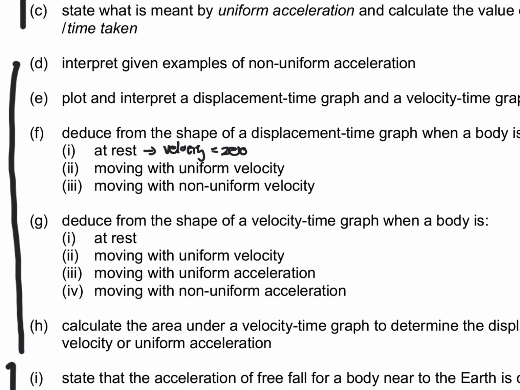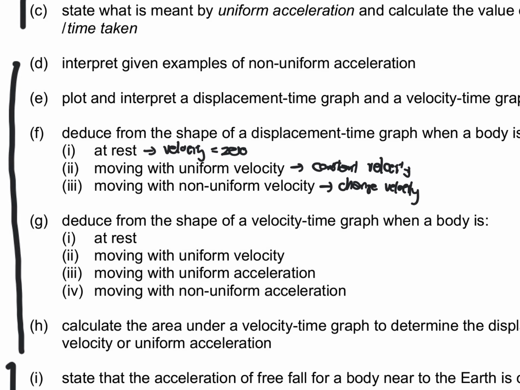Okay. Now the second one says moving with uniform velocity. I would say that this is constant velocity. That means there is a velocity, and it's constant, not changing. Now, what about moving with non-uniform velocity? I would say that this over here is changing velocity.